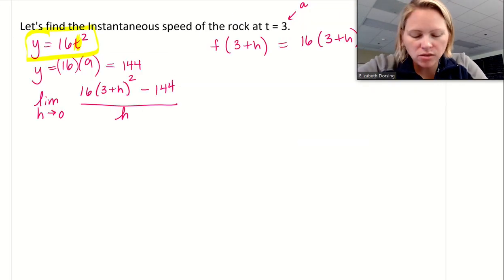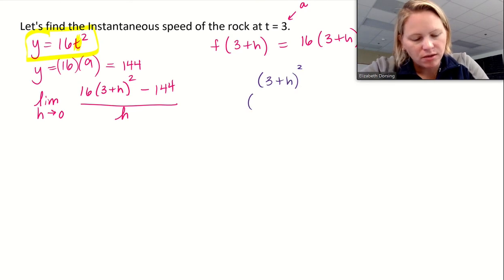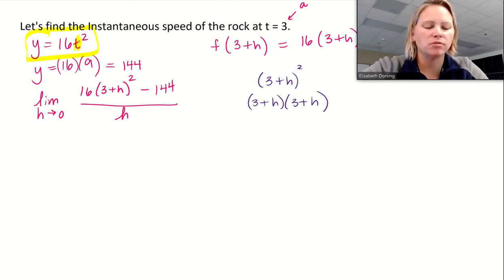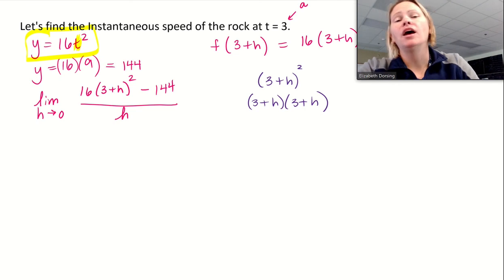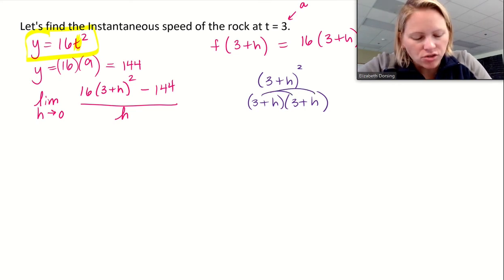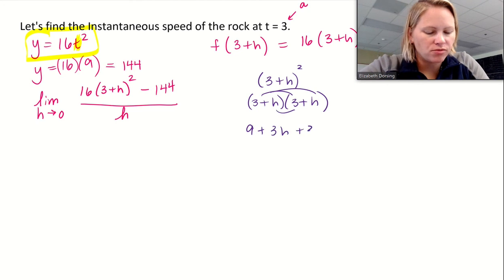Now, I need to multiply out the 3 plus h squared. So I'm going to come off to the side, and I'm going to write 3 plus h squared. I'm going to write it twice and use that distributive property. The number one mistake that I see my students making in a problem like this is you take that exponent and you just want to square everything inside. You have to write it twice and distribute. So 9 plus 3h plus 3h plus h squared.